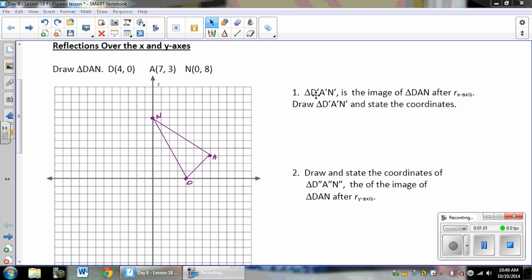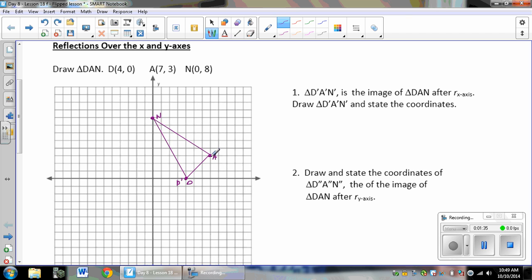Now we're going to plot D prime, A prime, N prime, and that's going to be the image of DAN over a reflection in the x-axis. So remember, reflections, lowercase r, and then down here you have the axis of the line of reflection. So we're going to flip over the x-axis. The x-axis is this guy right here. So when we flip it over the x-axis, D stays right there because it's on the line of reflection. So D and D prime are actually the same point.